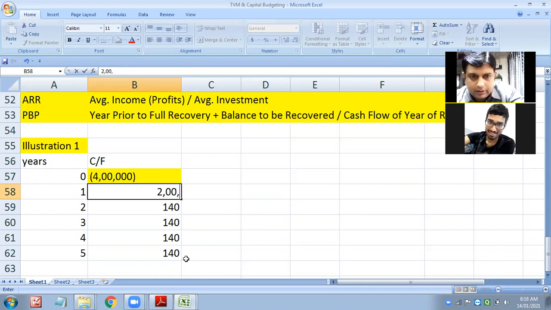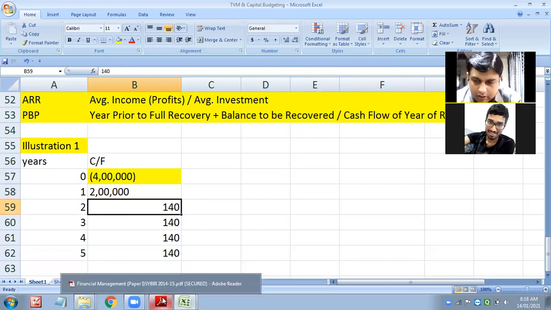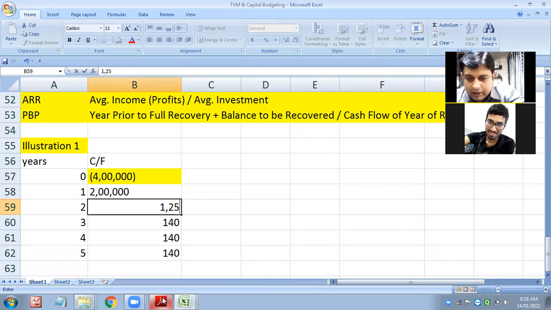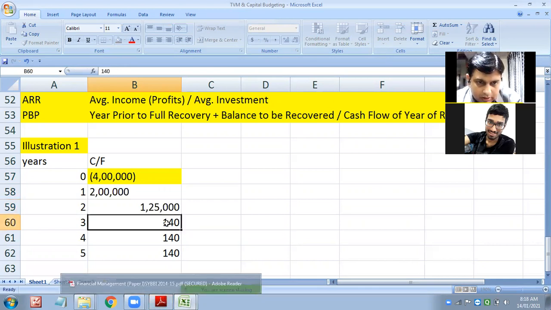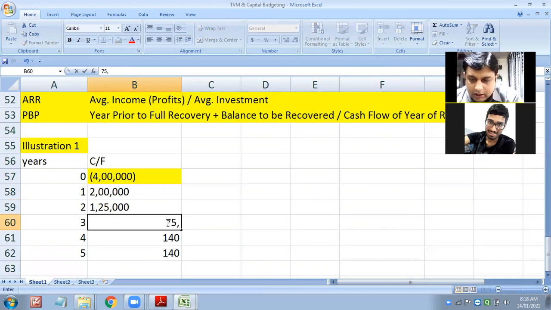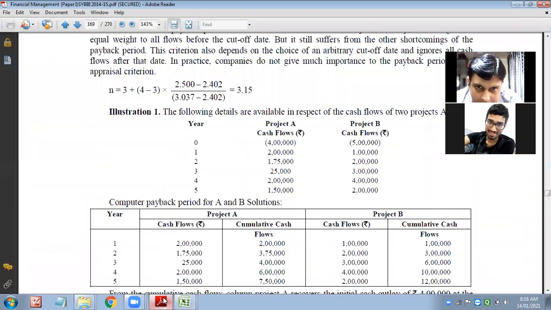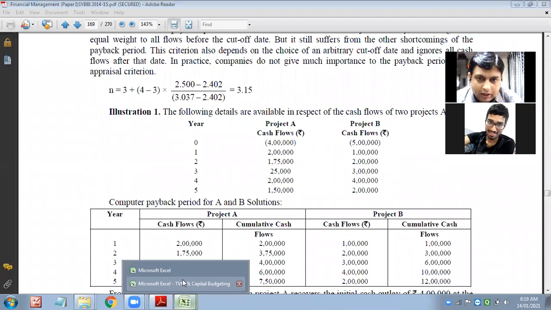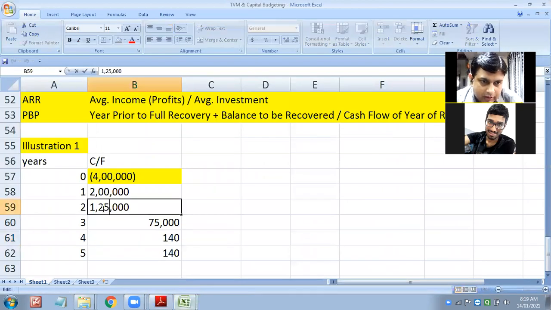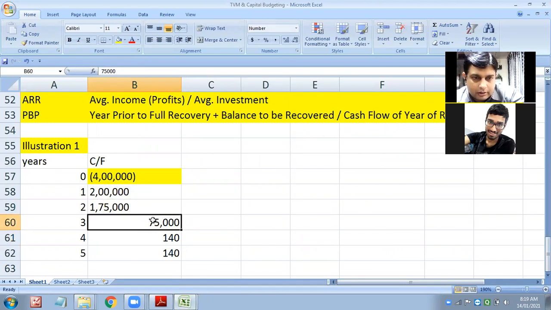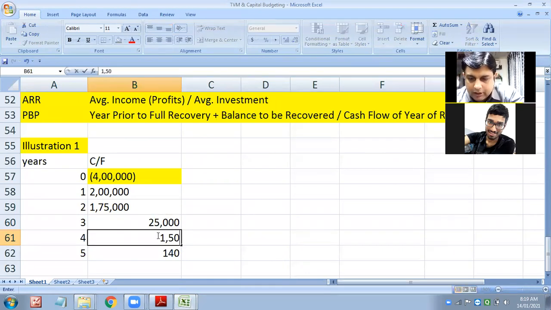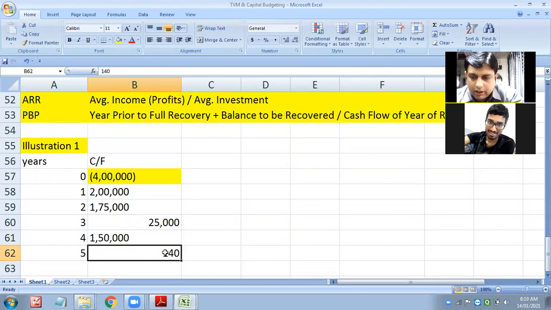1 lakh, 25,000, 75,000. Sorry, 175 and 25. 2 lakh and 1 lakh 50. 175, 25, 1 lakh 50 and 2 lakh.